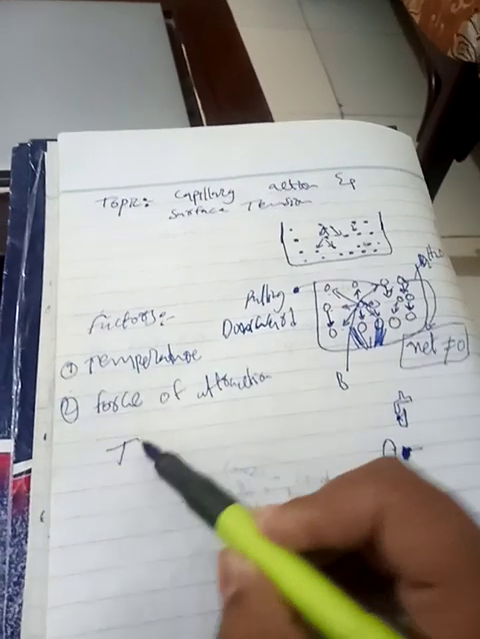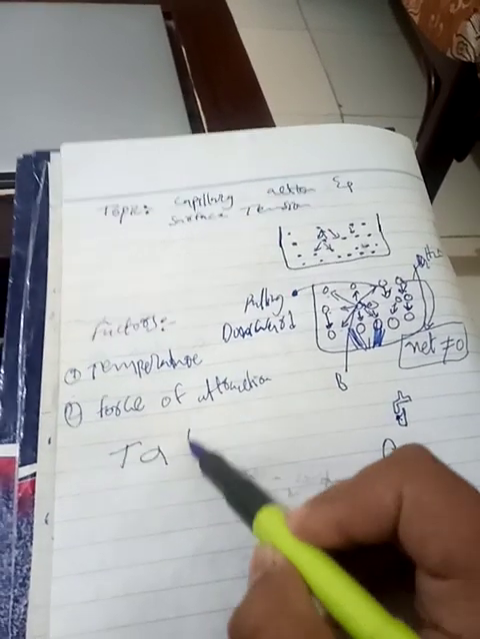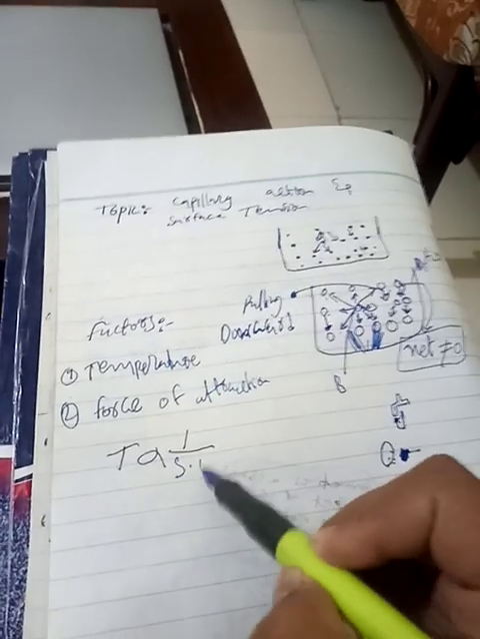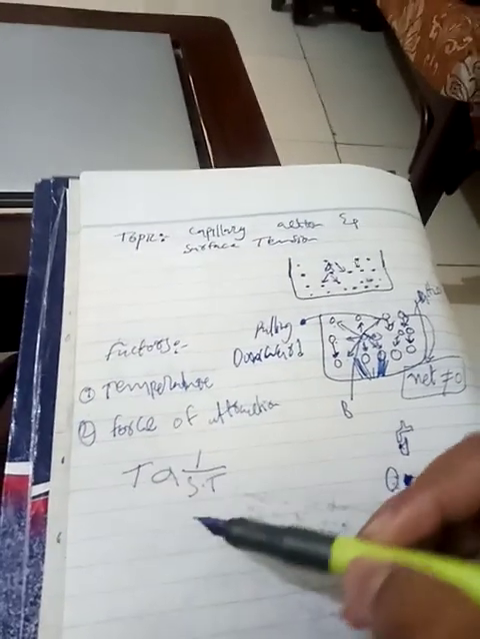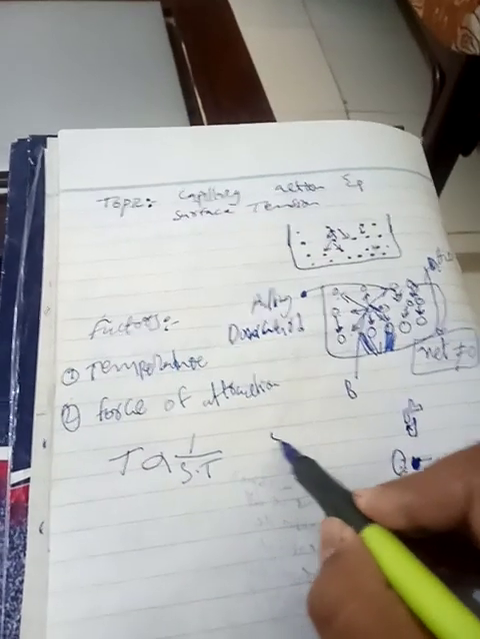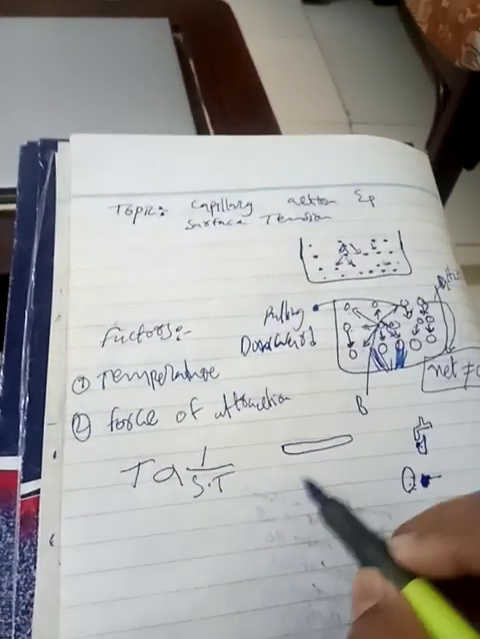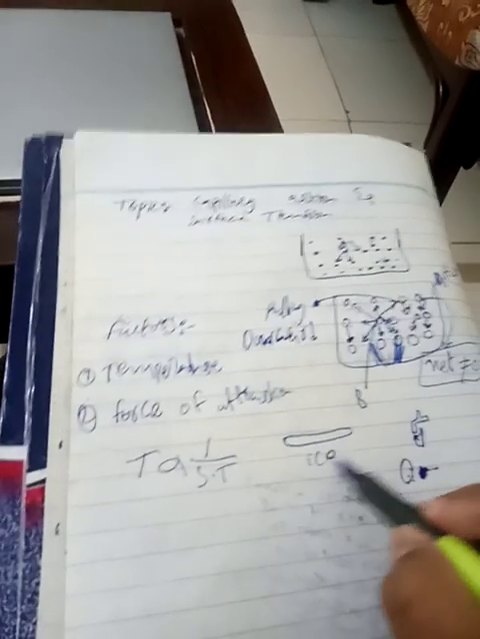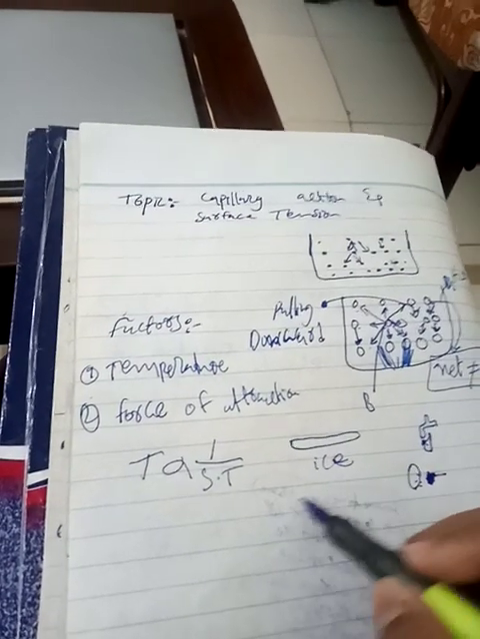So temperature is basically inversely proportional to surface tension. How is it inversely proportional? For example, consider an ice here. Okay, ice. And consider warm water here.